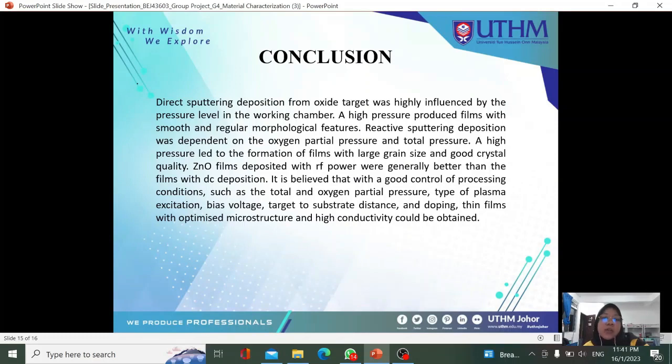It is believed that with good condition control or processing correction, such as the total and oxygen partial pressure, type of plasma, bias voltage, target to substrate distance, and doping, thin film with optimized microstructure and high conductivity could be obtained. That's all from us.